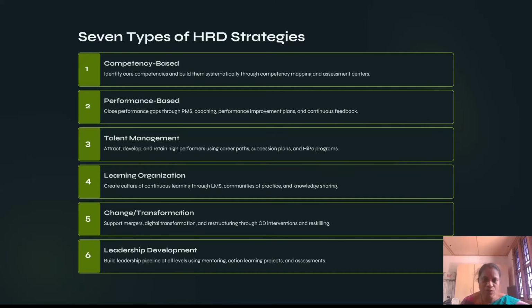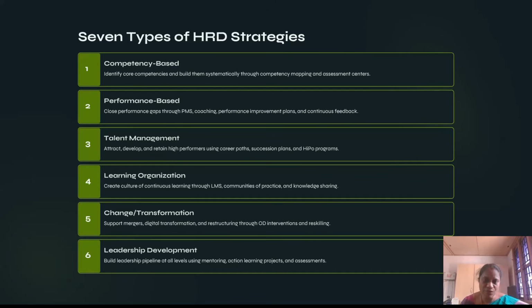And the second one is performance based. As we discussed earlier, we have to identify the performance gaps of employees. What skills are possessed by the employees and what needs to be developed. And that has to be developed by way of coaching or a performance improvement plan, or by providing continuous feedback to the employees so they are made to change. The next is talent management strategy. These are not totally mutually exclusive. These are all interrelated only.